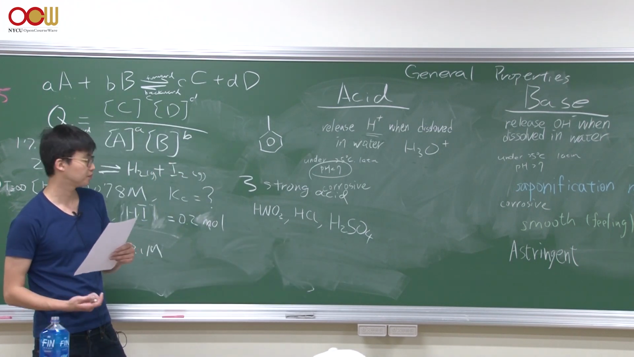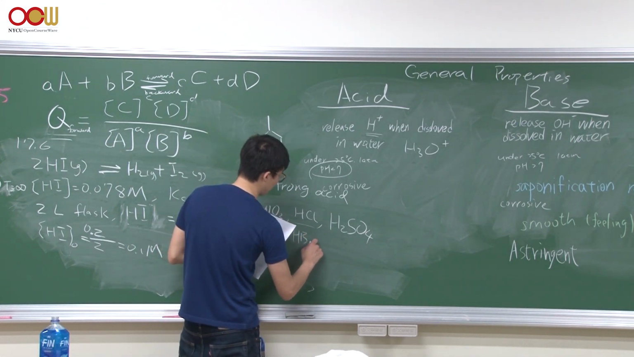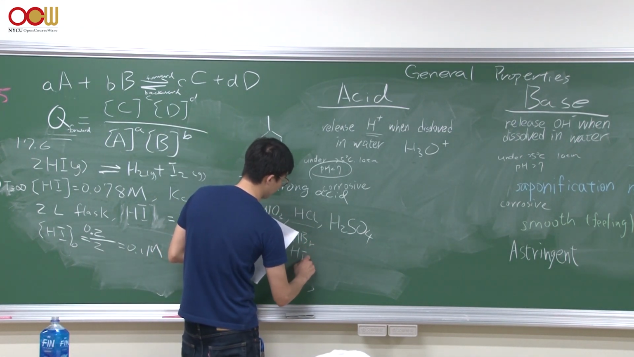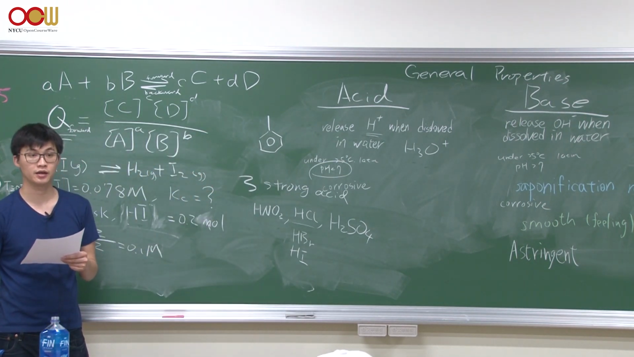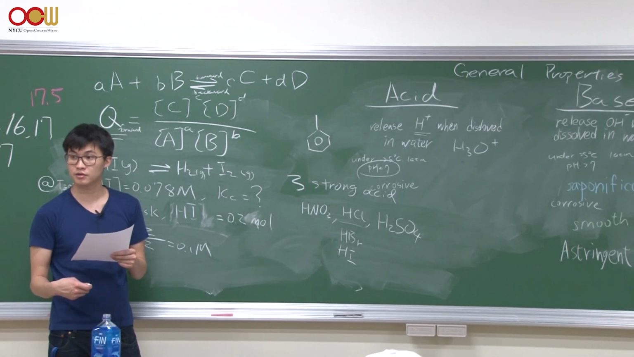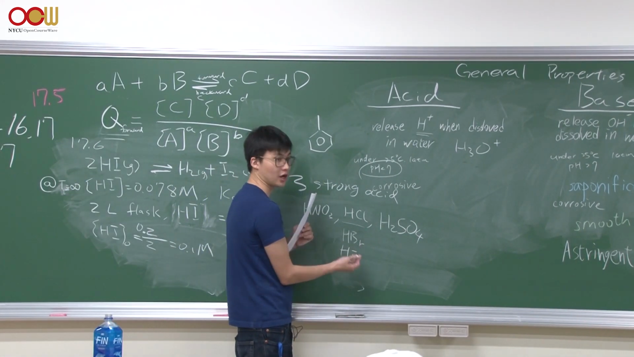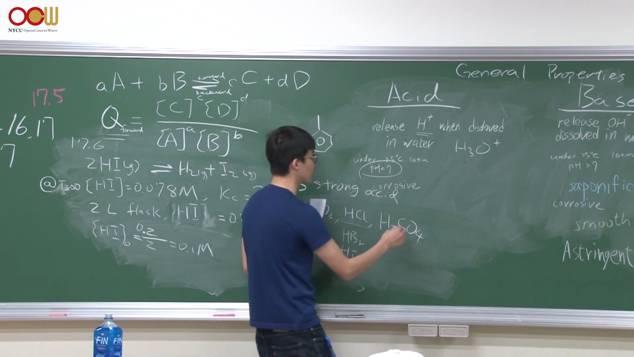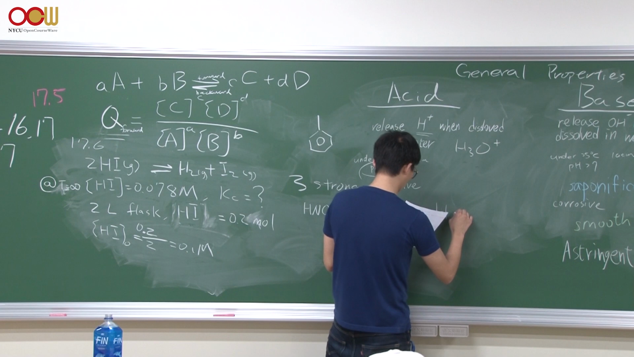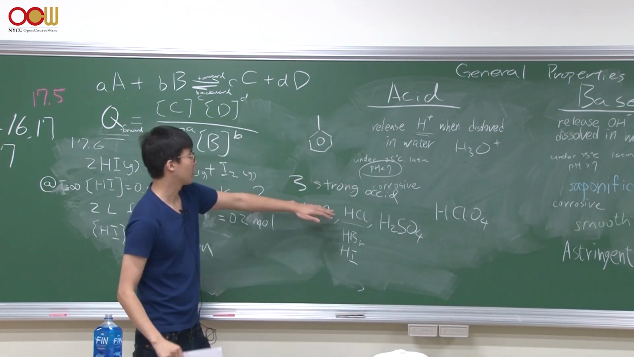I talked about HCl. Another common one is HBr and HI. If you read chapter 16, it talks about the acidity of these things. So you should know why HF is not a strong acid, due to its electronegativity. And by definition, perchloric acid is also a strong acid.